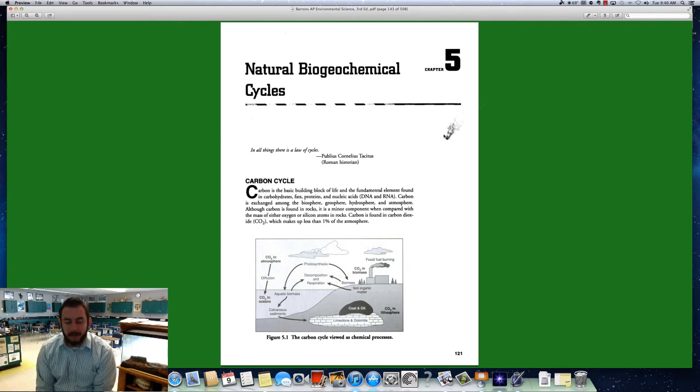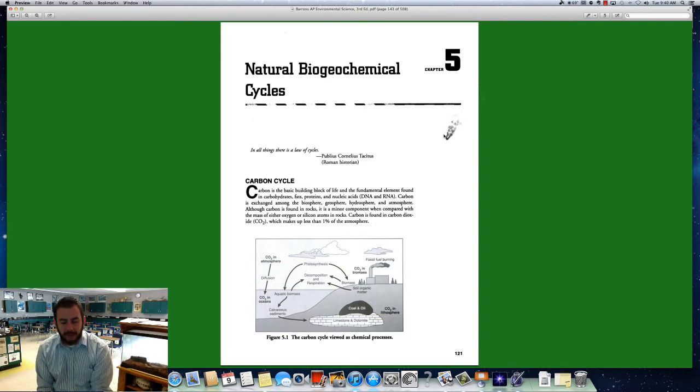We're looking at the Barron's book, chapter 5, natural biogeochemical cycles, basically the nutrient cycles that we took a look at earlier. Let me list them off for you: the carbon cycle, the hydrologic cycle, the sulfur cycle, the phosphorus cycle, and also the nitrogen cycle. I think sulfur and nitrogen are probably the two most heavily tested cycles out of the five.